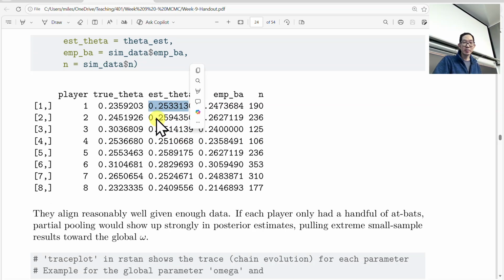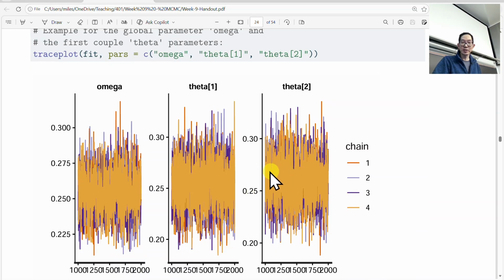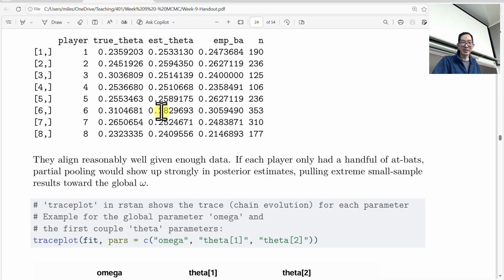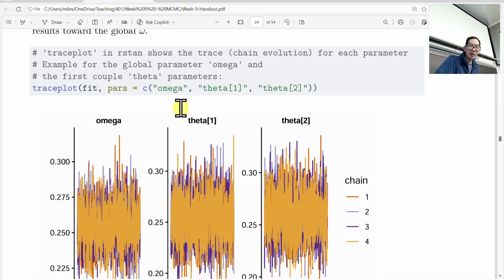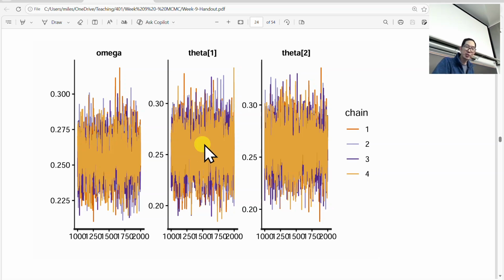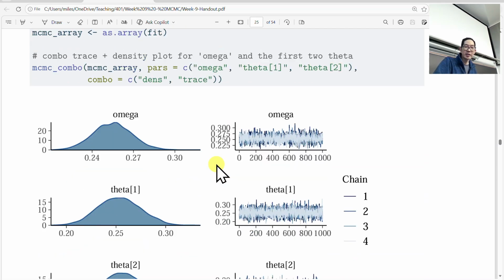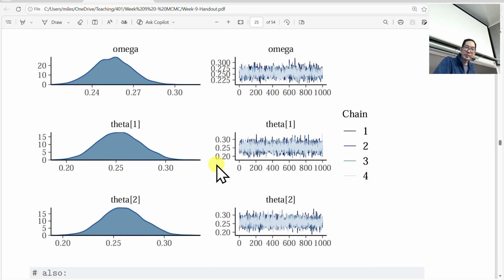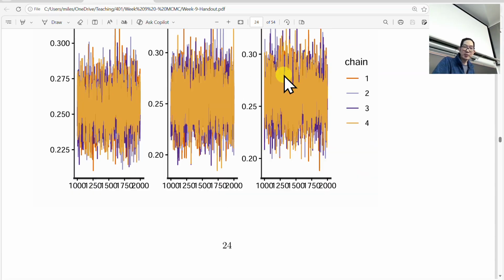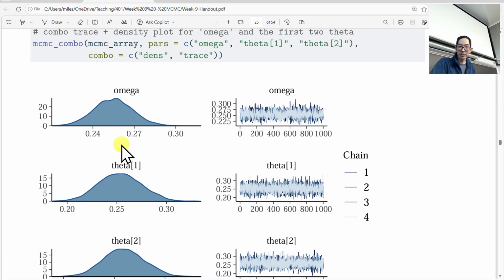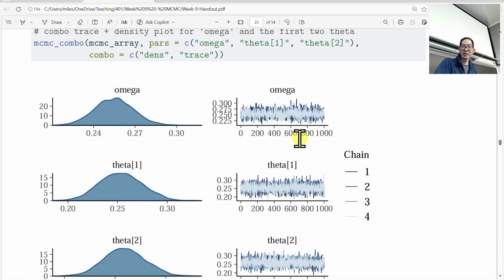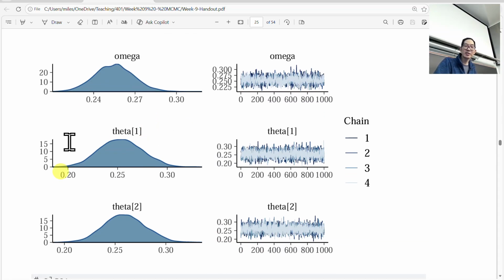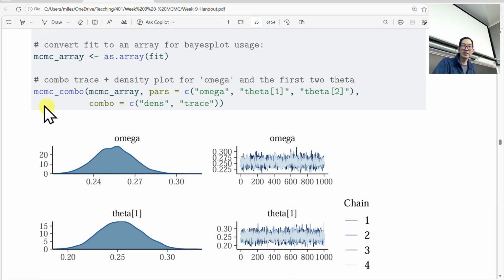Player 2, I should have picked a different one whose estimated theta is quite a bit different. Player 6 might have been more informative, but it shows the different values you get. You can also get this same plot, just stretched, made a little bit wider. And then this is the resulting density, so you get the densities of the different things. This is the combo plot.